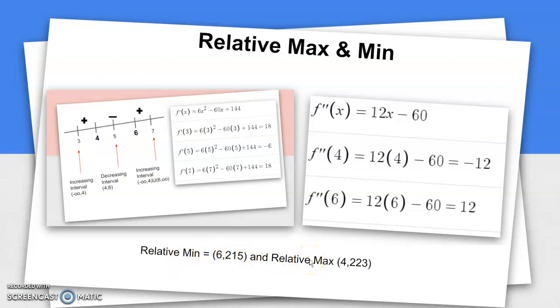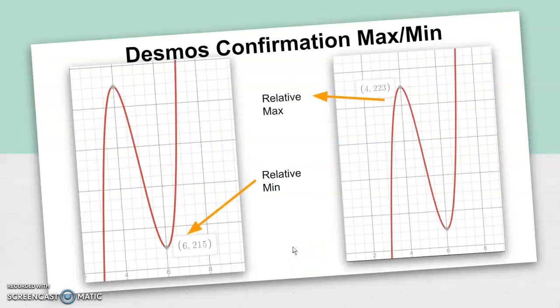And we can find these exact points by looking at our graph on Desmos. We can find our relative min point is (6, 215) and a relative max of (4, 223).